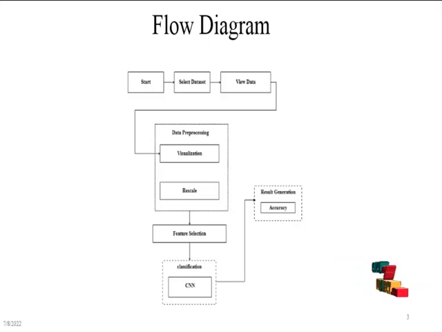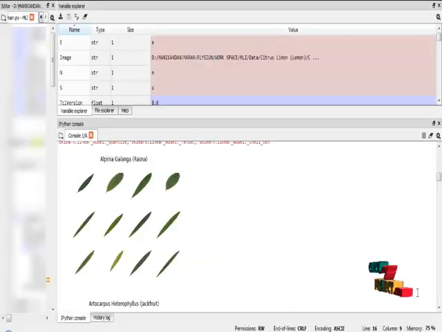In classification, we use a deep learning technique, the convolutional neural network algorithm, to train on the dataset and predict the medicinal plant leaves, and generate the results in the form of metrics like accuracy. The program was run successfully in Anaconda Navigator, Spyder IDE, and these are the sample images from our dataset.